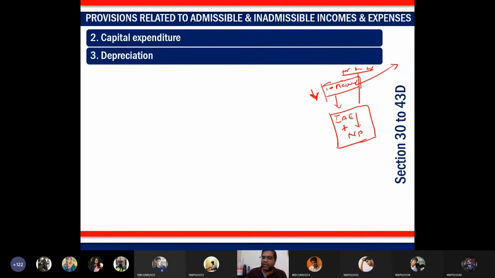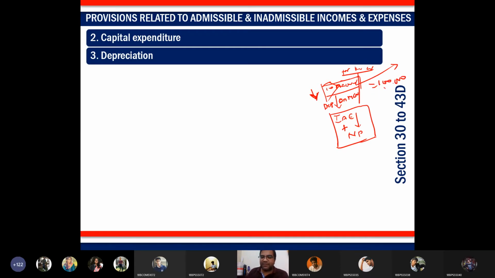Now, you cannot claim capital expenditure, but what you can do is claim depreciation. Depreciation is classified as a revenue expenditure. So can I claim the machinery purchase? I cannot. But can I claim depreciation on machinery? The answer is yes. It's allowed, permitted. Let's say the value of the machinery I bought is 1 lakh rupees.